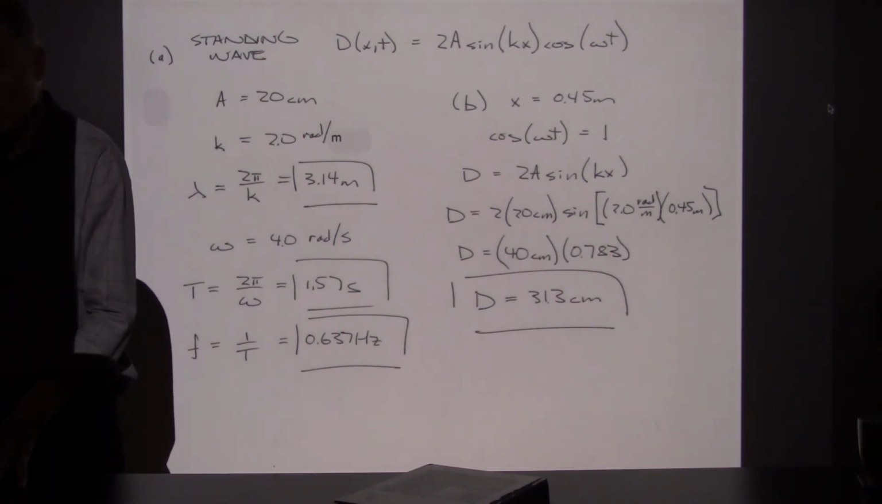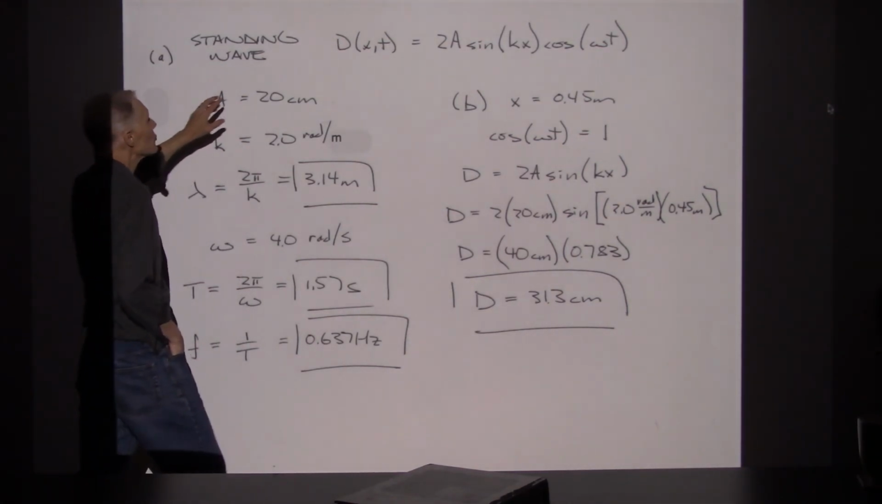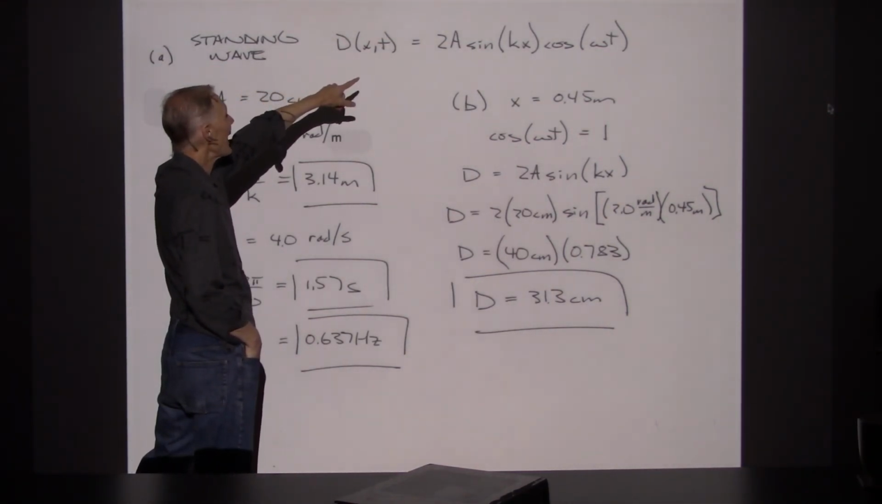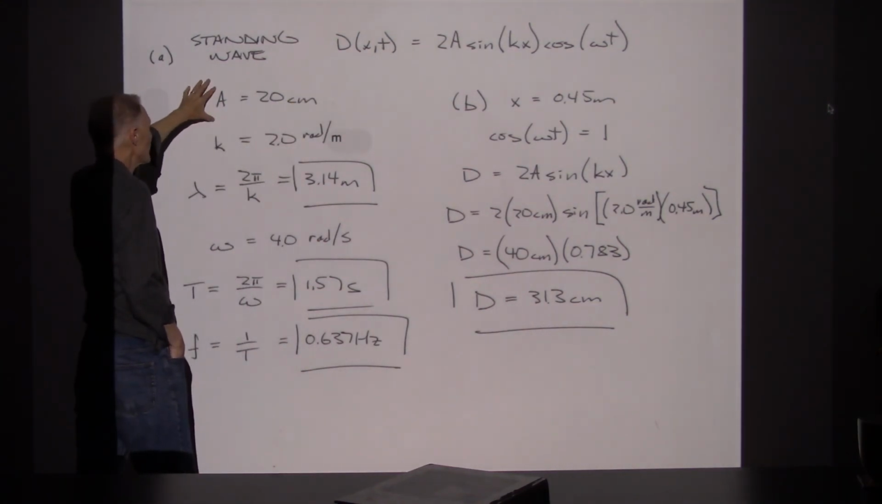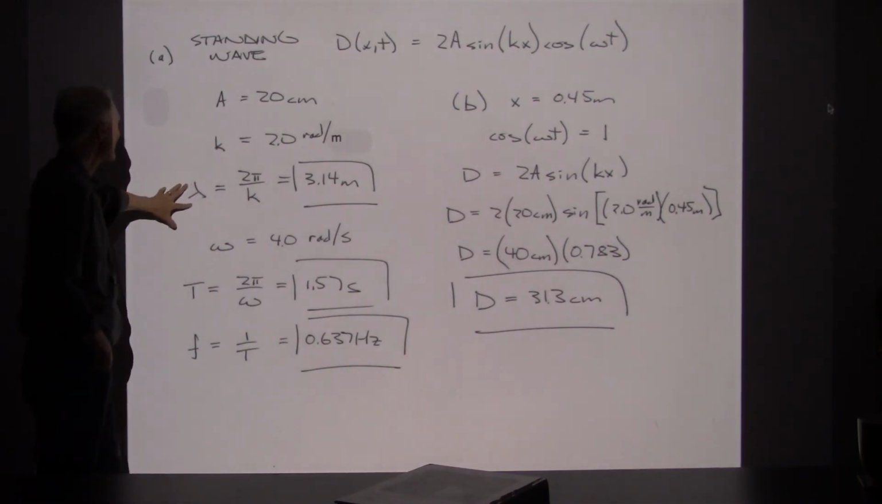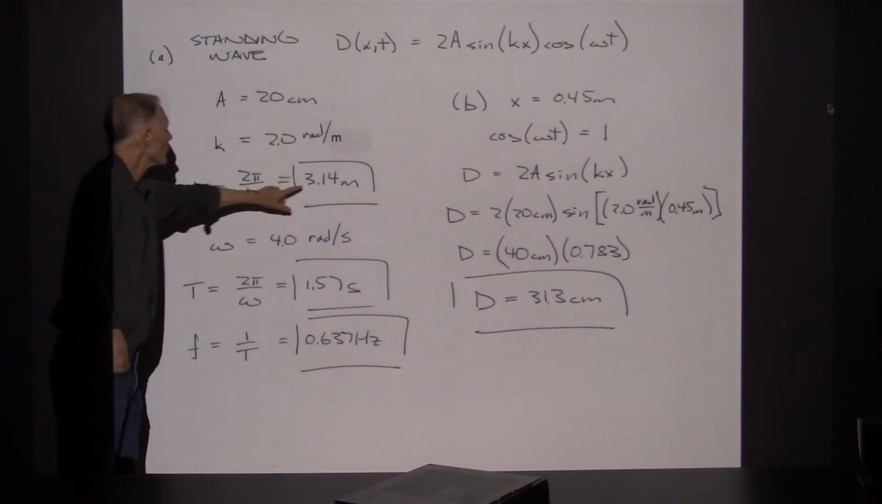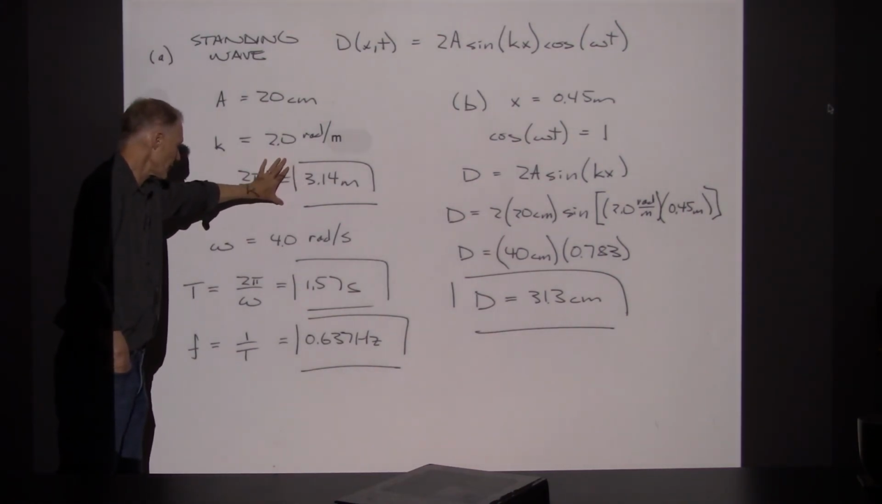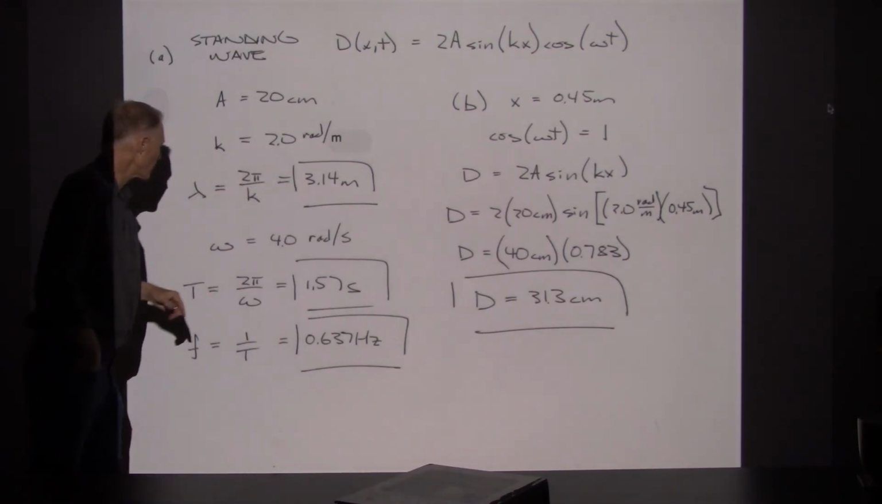Okay, so let's put the numbers in. They gave us a bunch of numbers. So this is what we calculated by adding the two traveling waves together. The amplitude is 20 centimeters. The wave number is 2.0 radians per meter. That gives us a wavelength. Just out of curiosity, I looked at the wavelengths. So the wavelength is 2 pi over k, 3.14 meters.